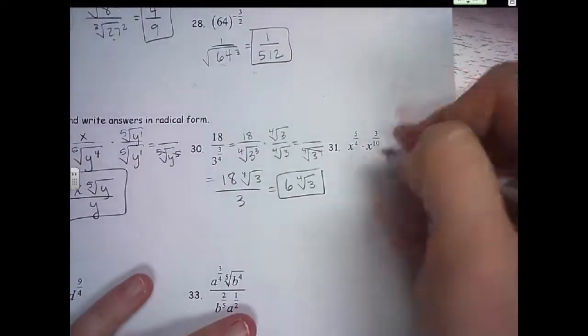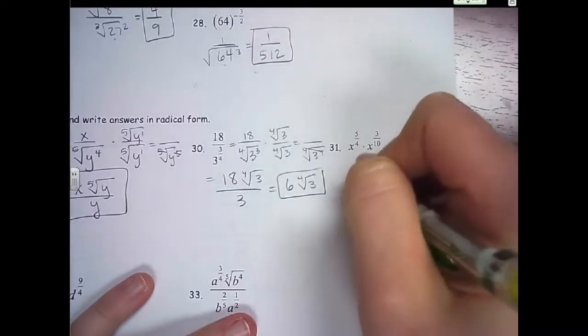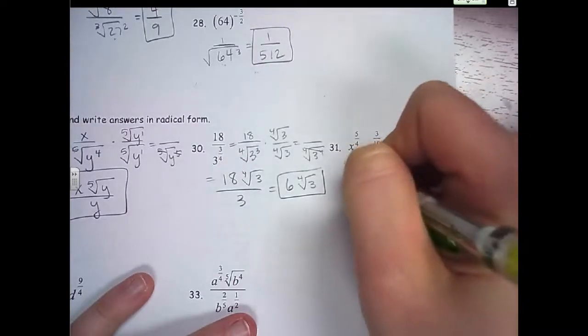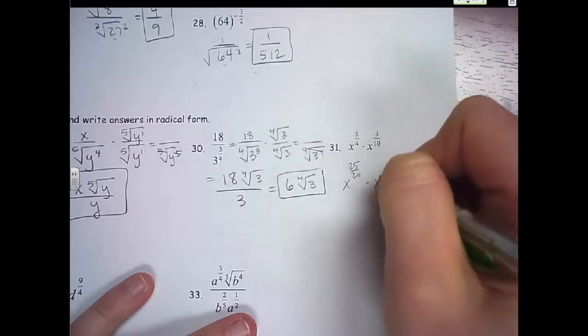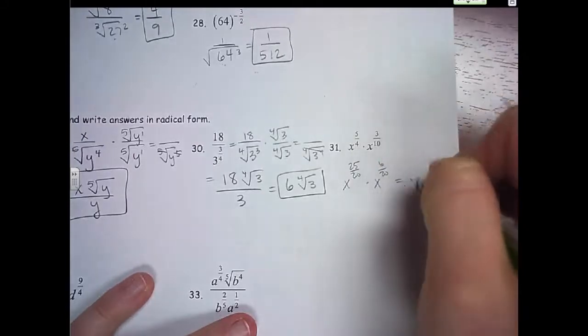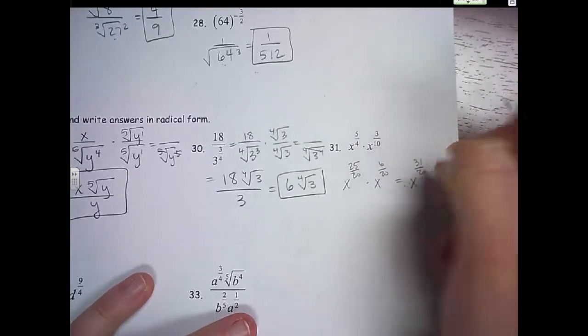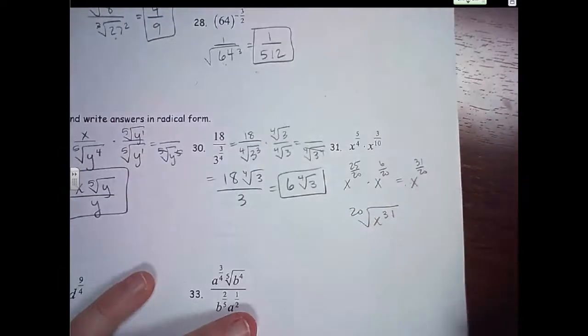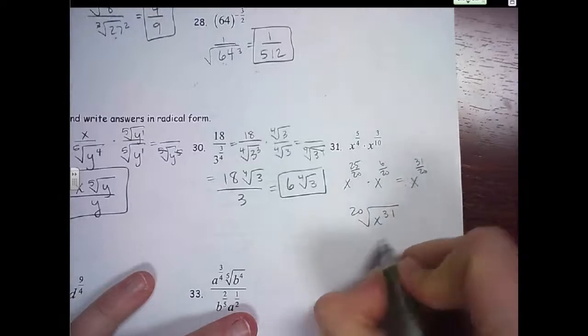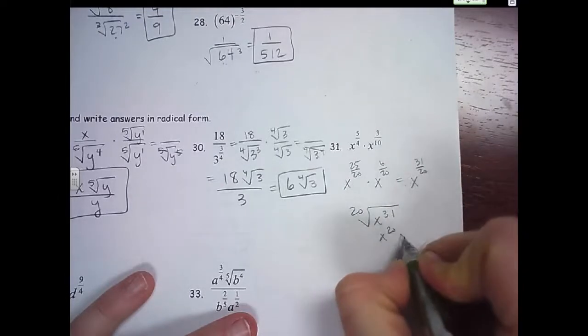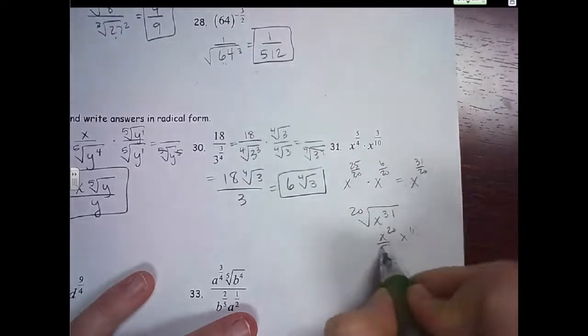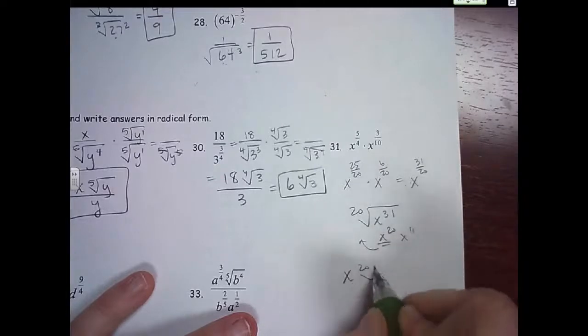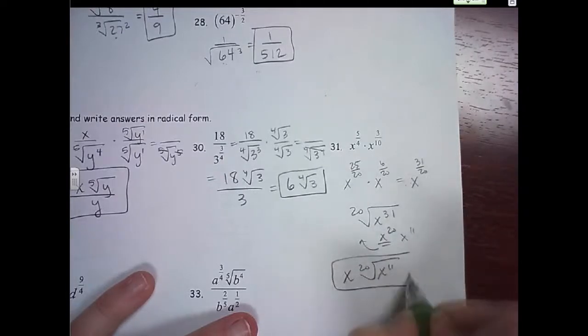31, I can add these if I have common denominators. So let's make them both 20. So that's 25. That's 6, so that becomes 31 over 20, which would be 20th root of x to the 31. And I can split that up. So this becomes x to the 20 and x to the 11. So this one can come out. And that one stays in.